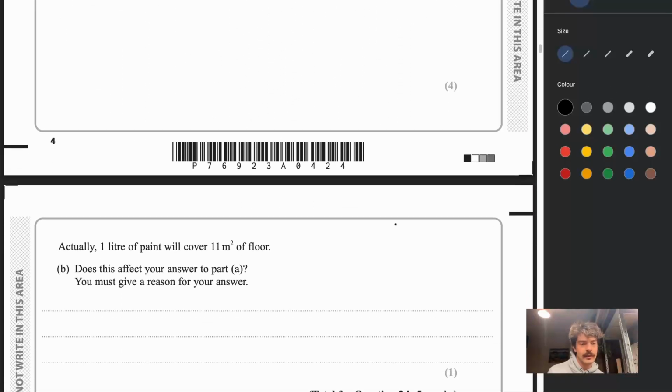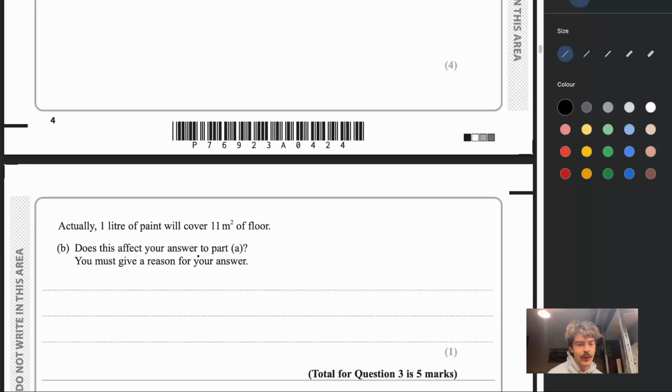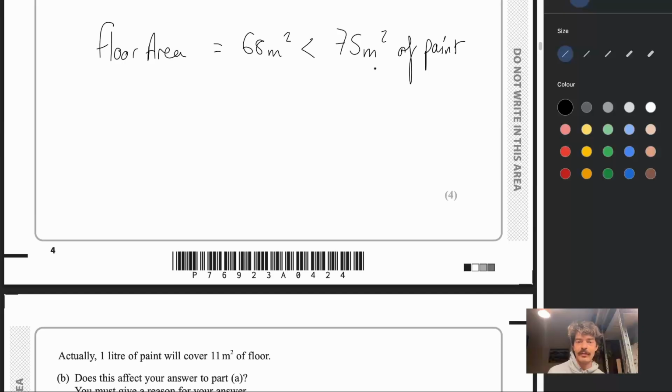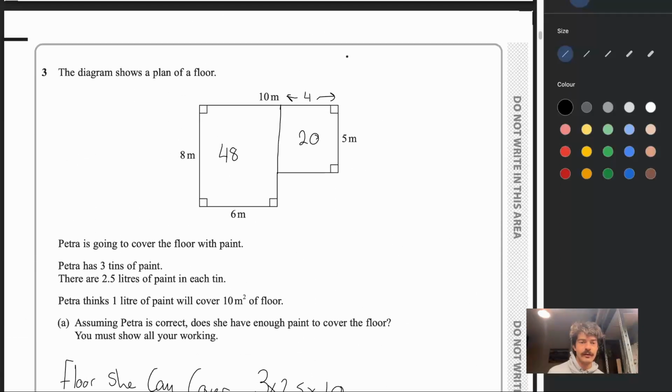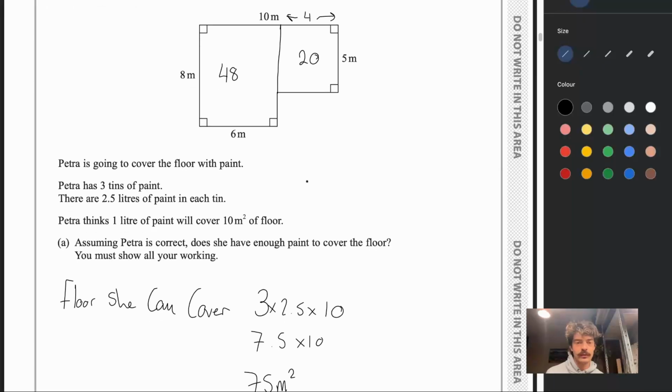Perfect. Here we are. So actually 1 litre of paint would cover 11 meters squared of the floor. Okay, awesome. Does this affect your answer in part A? No. All that's going to do is mean that she can cover a little bit more area, but of course we found that the area of the floor that we wanted was still less than this. So we are all okay.